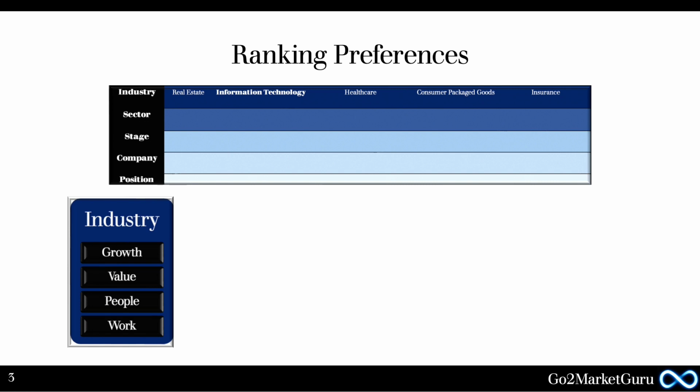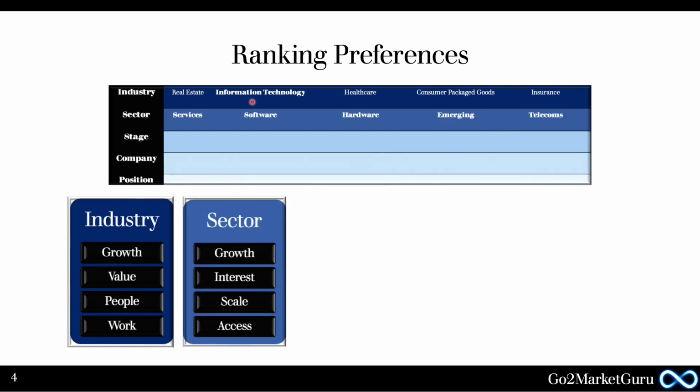Once you have the industry down, look at the sector. So with respect to information technology, the different sectors, if you recall, in the free lecture series were services, software, hardware, emerging, and telecoms. Again, growth. Look at growth. You don't want to enter a declining industry. You just don't. It's not good for your career path. So look at growth. Is it a growing industry?